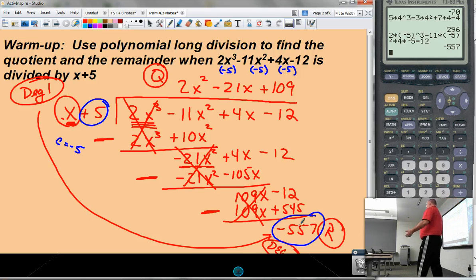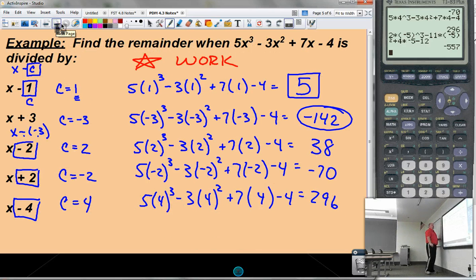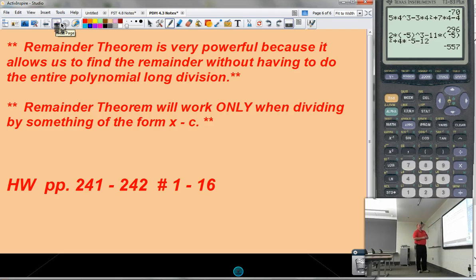Now again, if I have to know the quotient as well, you're going to be out of luck at that point. You have to do long division. But if all I need is the remainder and I'm dividing by something of the form x minus c, use the remainder theorem. The remainder theorem is very powerful because it allows us to find the remainder without having to do the entire polynomial long division. It will only work when dividing by something of this form. And that, ladies and gentlemen, boys and girls, children of all ages, is section 4.3.